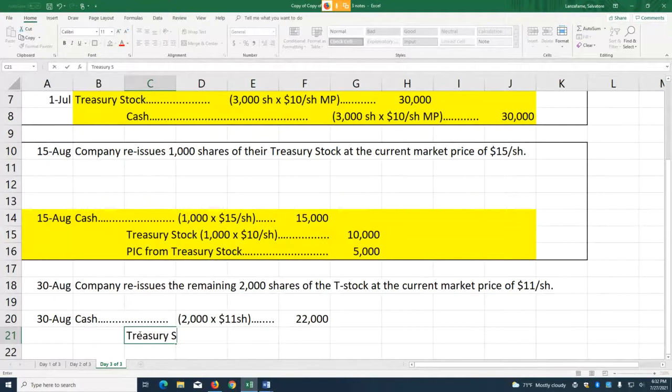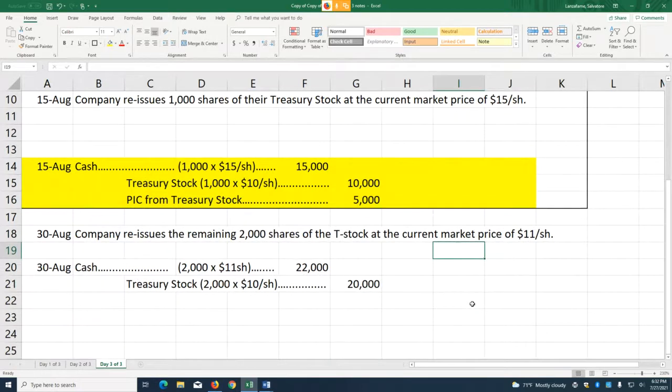Hopefully you credited Treasury Stock. And what was the math that you did for Treasury Stock? Beautiful. So because, again, our debit is bigger than our credit, we need $2,000 more to balance out on the credit side. So this is where you'll need your pick.